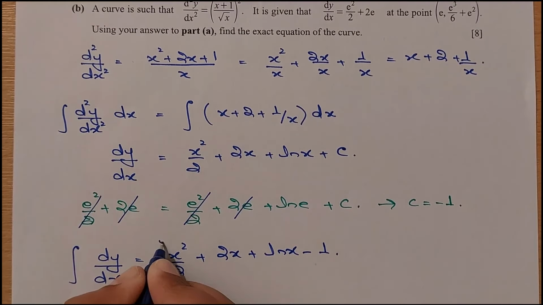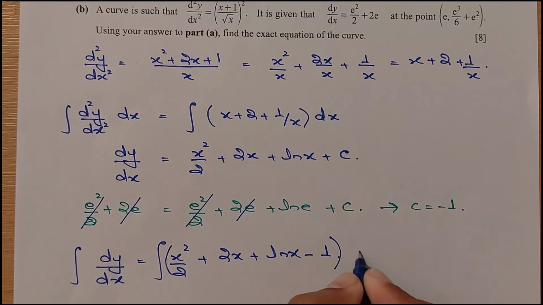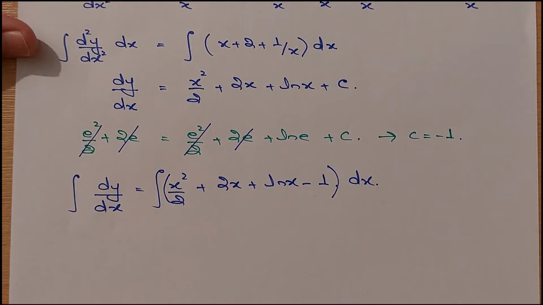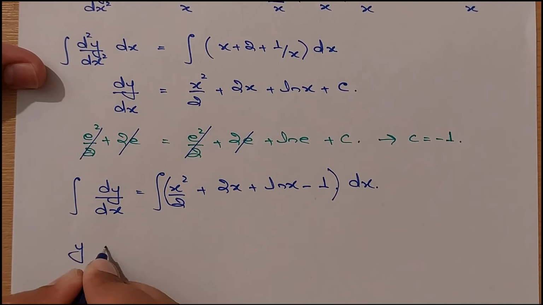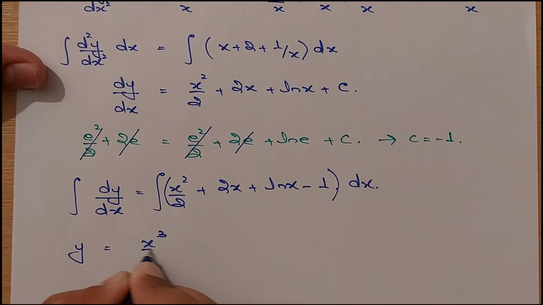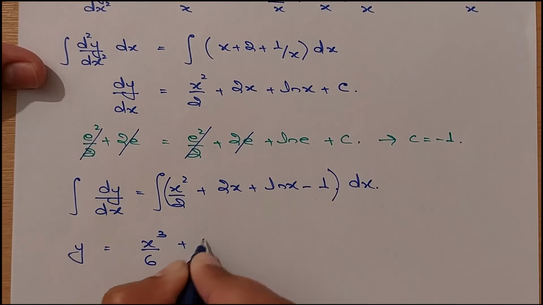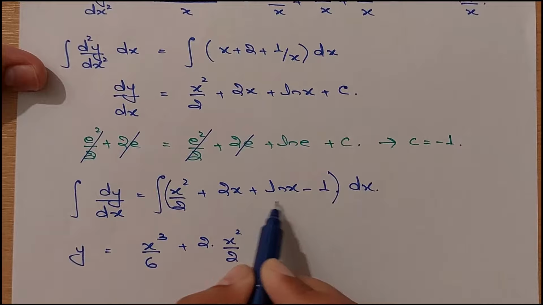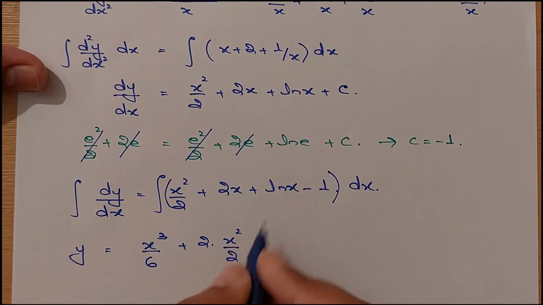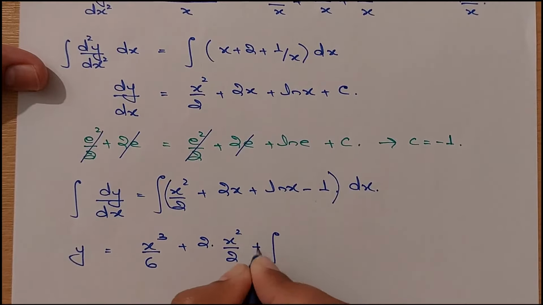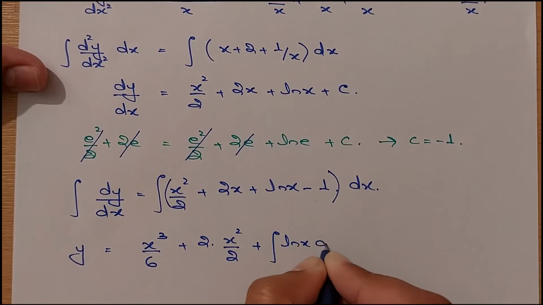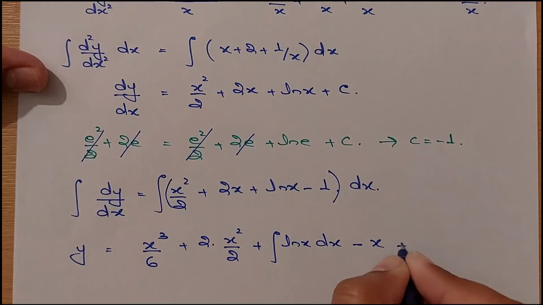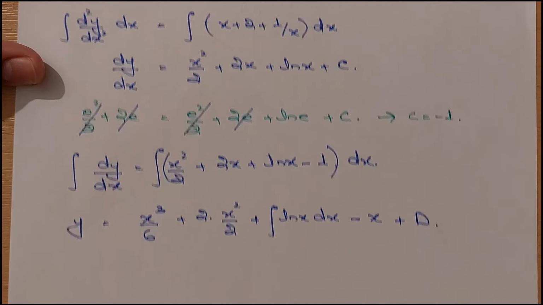Now again integrate on both sides with respect to x to get the value for the curve y. So here we have y equals x cubed over 3 times 2, that is 6, plus 2 times x squared by 2, and the integration of natural log of x, minus the integration of 1, which is minus x, plus d, the integration constant, right?